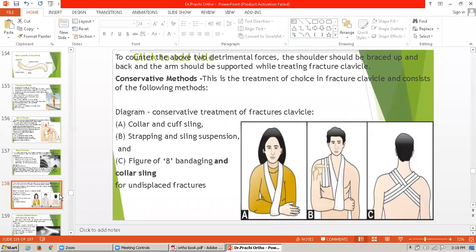In these diagrams, the conservative treatment of fracture clavicle is shown: the collar and cuff sling, the strapping and sling suspension, and the figure 8 bandaging and collar sling for undisplaced fracture.